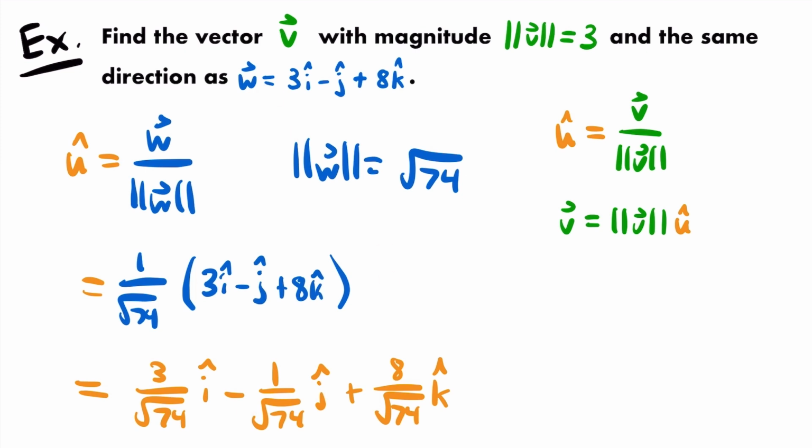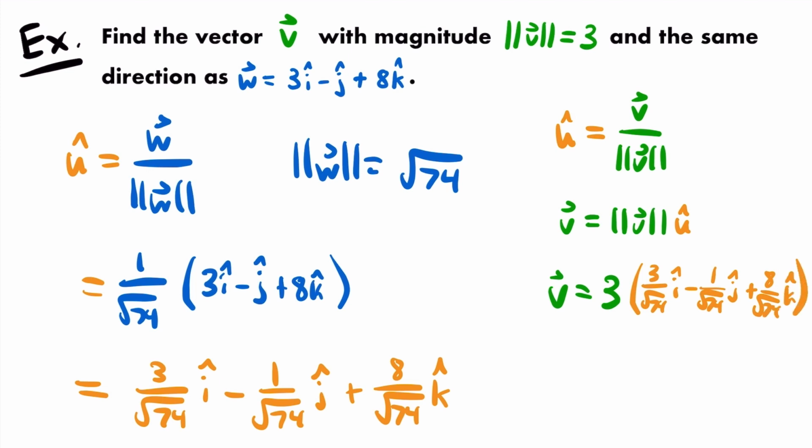So now what we can do, if we want to find vector V with a magnitude of 3 in the same direction as W, is take that direction, multiply it by the magnitude we want, and we'll have vector V. A vector is described by a magnitude and a direction, and so we have both the magnitude and the direction that we need to describe this vector. So let's do it. Vector V will be equal to that magnitude of 3 multiplied by this unit vector, and so we'll have 3 divided by the square root of 74 i minus 1 divided by the square root of 74 times j plus 8 divided by the square root of 74 times k.